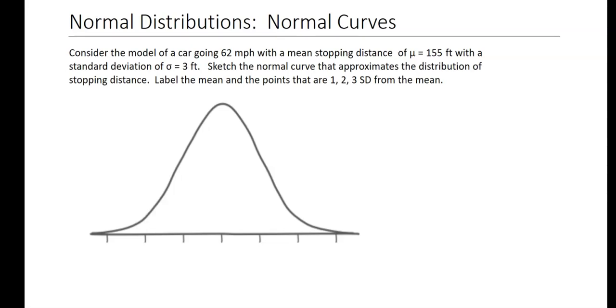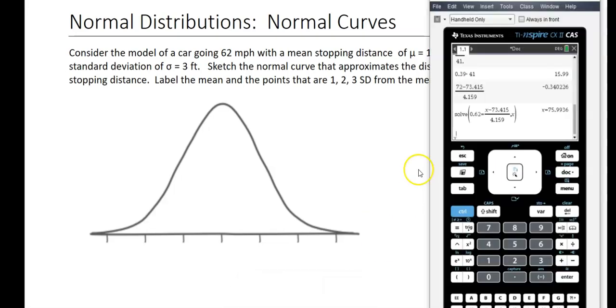I like starting with this. When I sketch a normal curve, that's exactly how I sketch it. I put 7 tick marks, so 1 in the middle and then 3 to the right and 3 to the left of that 1 in the middle on the bottom. That's exactly what I do. So consider a car going 62 miles per hour with a mean stopping distance of 155. So mean of 155, I would put in the middle. Standard deviation is 3. I know there's an easy one to do in our head, but this is what I do with my calculator.